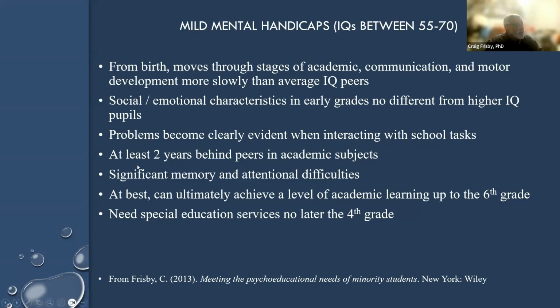So teachers and parents find that these are the kids that are at least 2 years behind the other kids in their academic subjects. They have significant memory and attentional difficulties. At best, they can achieve a level of academic learning up to the sixth grade, and they need special education services no later than the fourth grade.